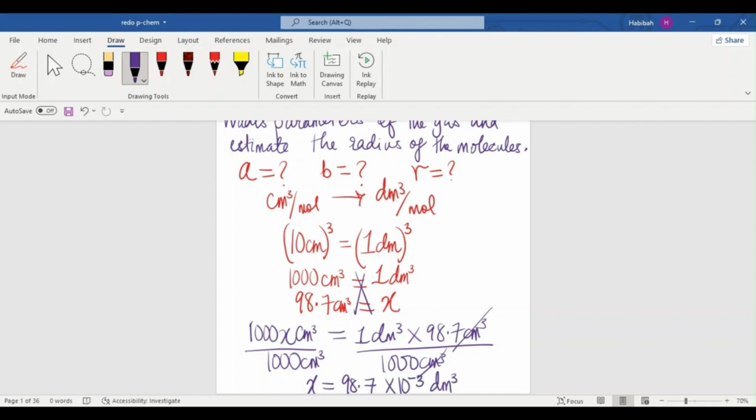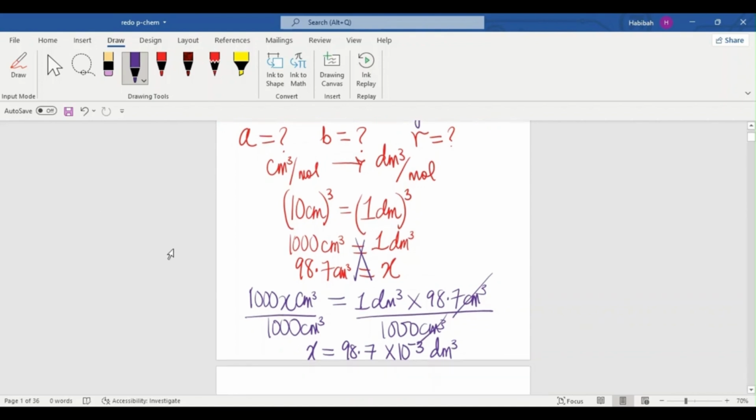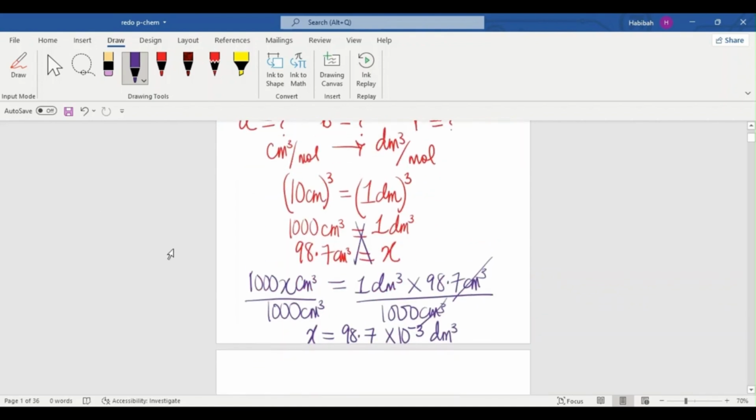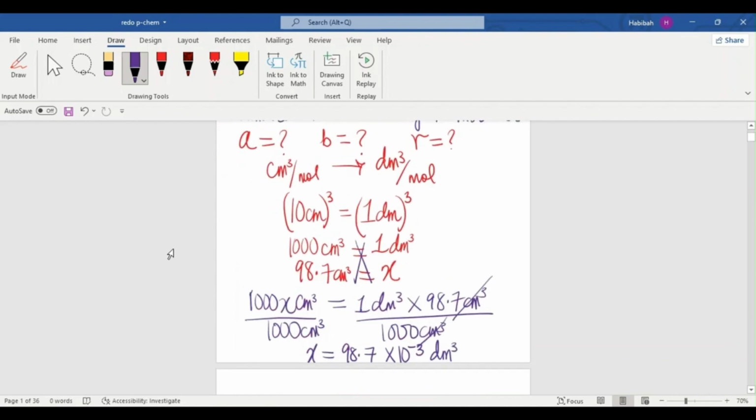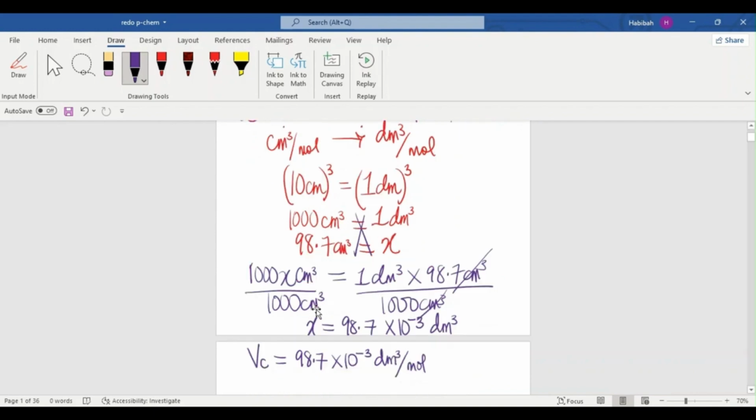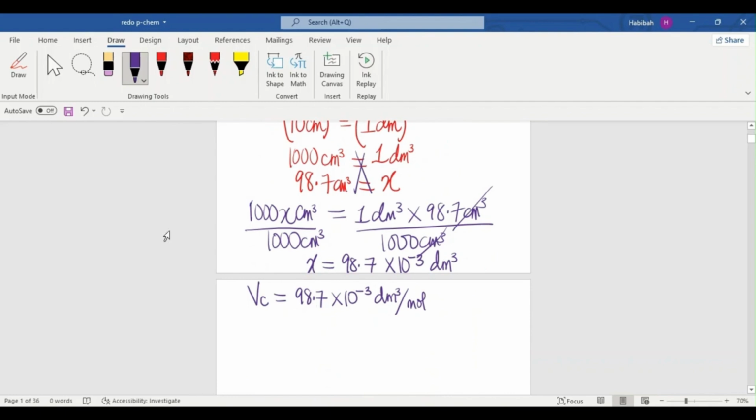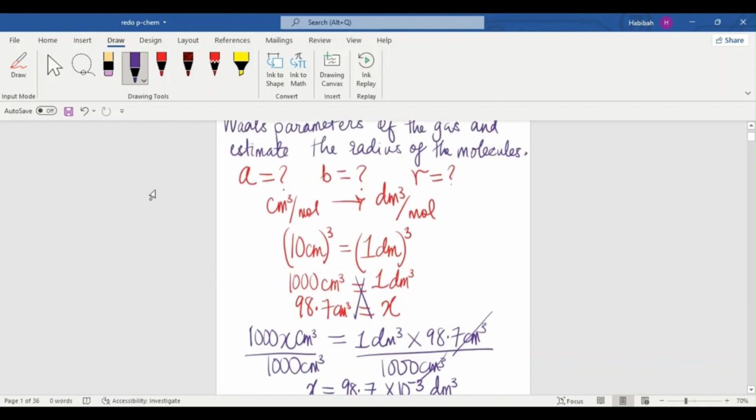Now, let's not forget that it's not just decimeter cube, it's decimeter cube per mole. So I'm going to write the updated VC to be 98.7 times 10 raised to the power of negative 3 decimeter cube per mole. That's basically how you solve this. Now that we have successfully converted, we can now continue with our work.